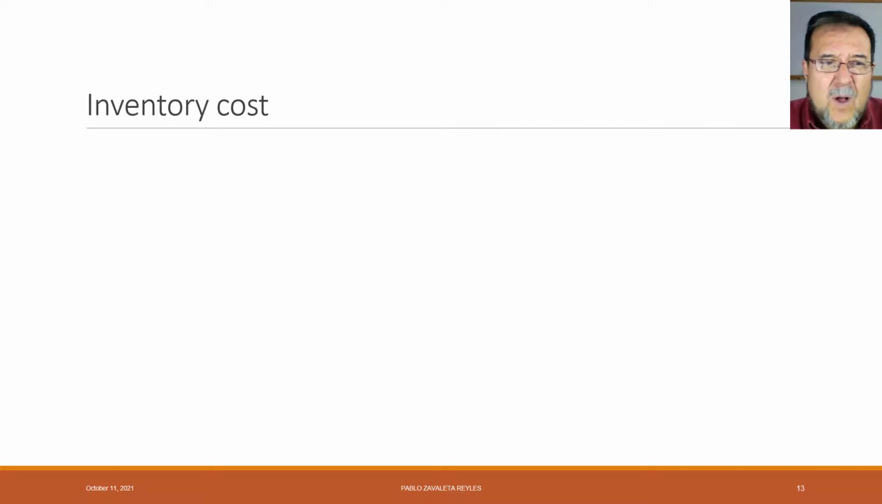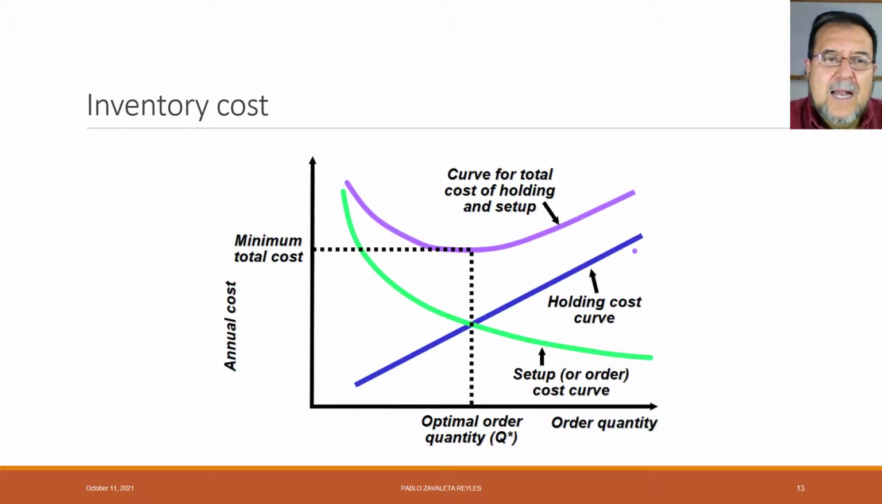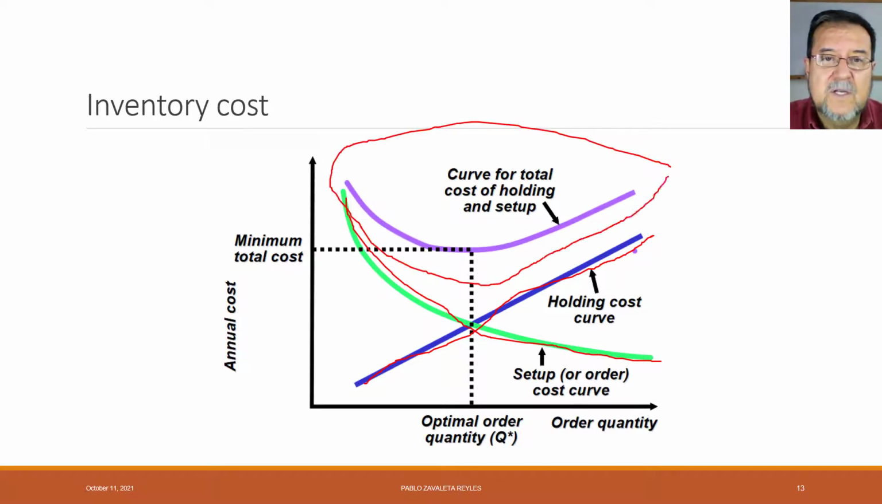Inventory costs. Well, essentially, inventory costs are calculated by using the sum of the holding cost curve and the setup cost. When you add both variables, you get the curve for the total holding and setup costs, and the minimum total cost is here. This is the sweet spot. And that's what we try to calculate by using the optimal order quantity model.